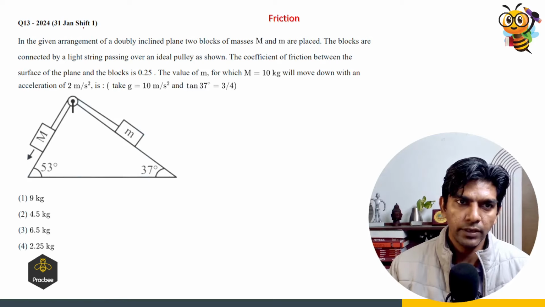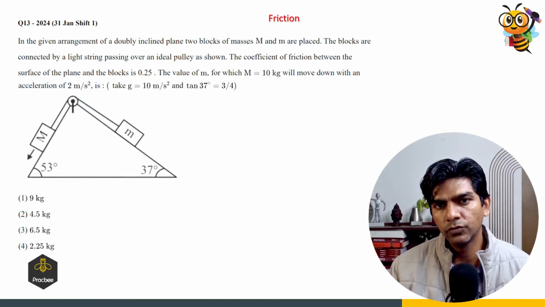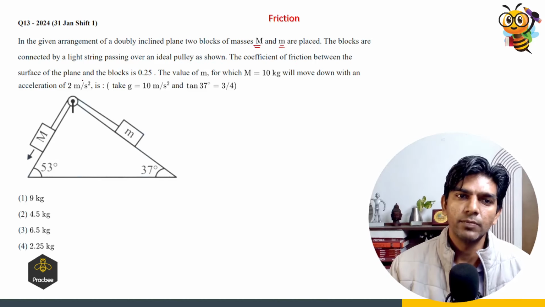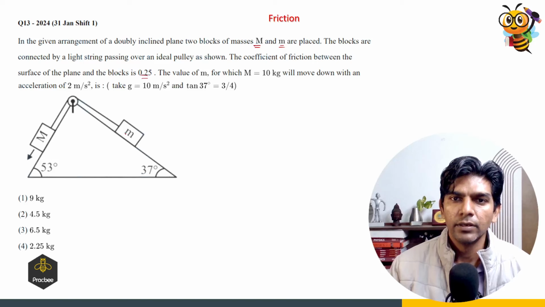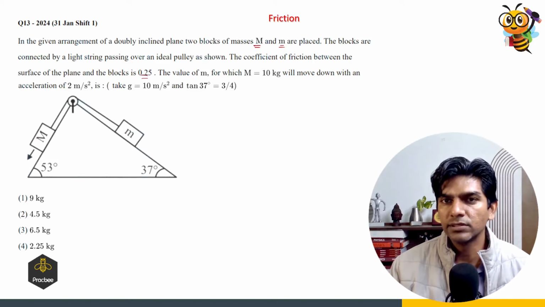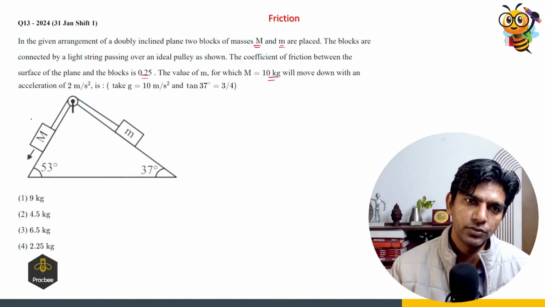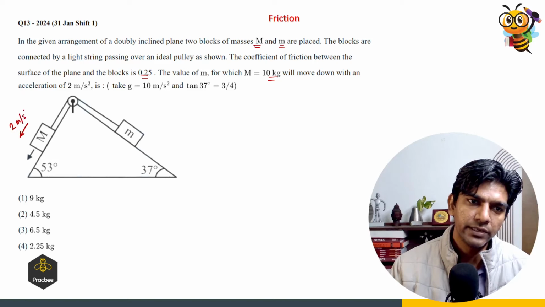Right, so let us see this question. In the given arrangement of a doubly inclined plane, two blocks of mass capital M and small m are placed. The blocks are connected by a light string passing over an ideal pulley as shown. The coefficient of friction between the surface of the plane and the block is 0.25. So both the surfaces are rough and the coefficient of friction is 0.25. The value of m for which the 10 kg block, capital M, will move down with an acceleration of 2 meters per second square is? So we have to find the value of small m, and we are given that capital M is going down with an acceleration of 2 meters per second square.